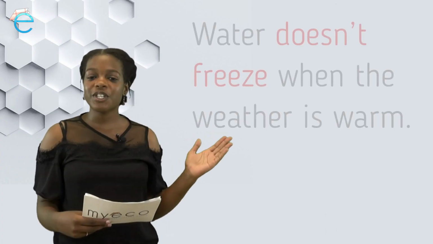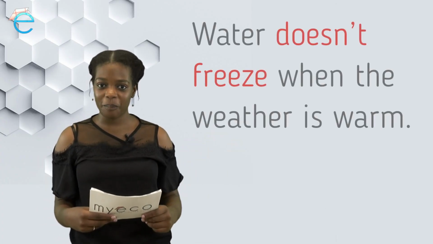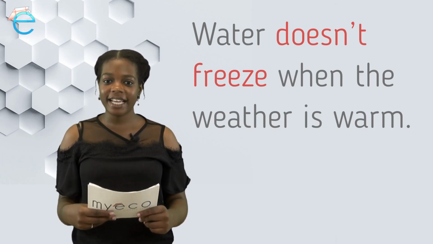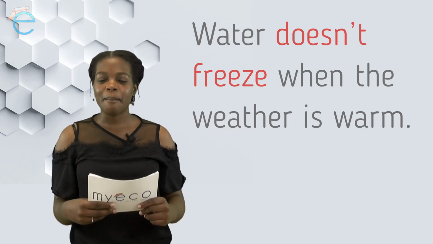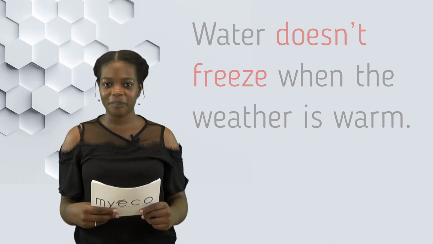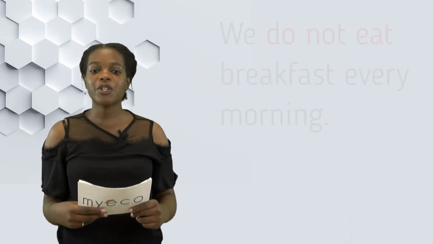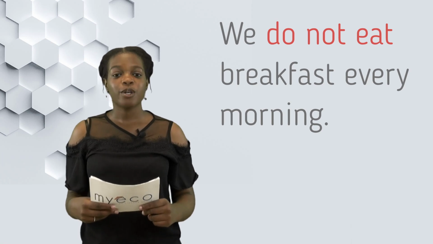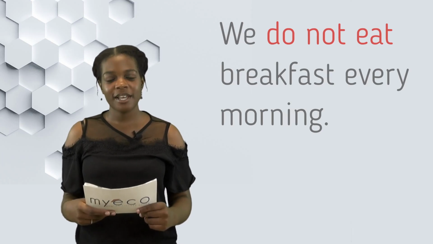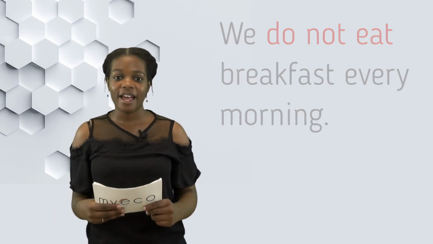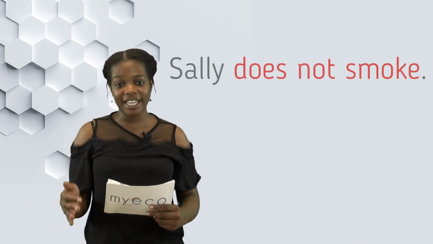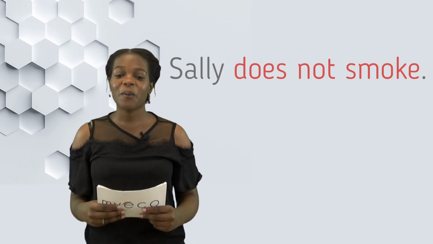Next example, water doesn't freeze when the weather is warm. Doesn't is the shortened version of does not, and it is telling us that the water doesn't freeze, meaning it doesn't turn solid or to ice when the weather is warm. Next example, we do not eat breakfast every morning. Do not can also be don't, and every morning shows us it's a habit, therefore simple present tense. Lastly, Sally does not smoke. Sally is an example of a he, she, or it, and therefore we use does.